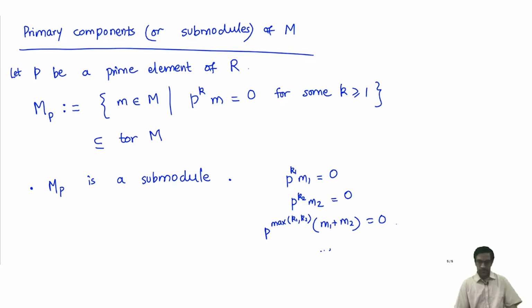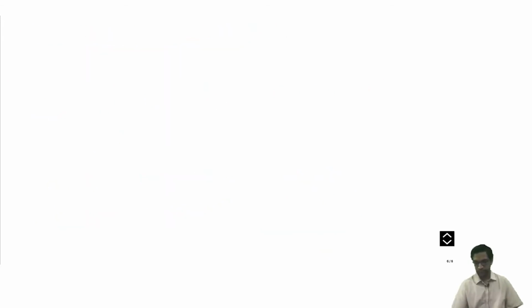And this submodule is called the P primary component. So we usually call this, for the fixed prime P, the P primary submodule or the P primary component of M. It's really a submodule of the torsion submodule rather than all of M.